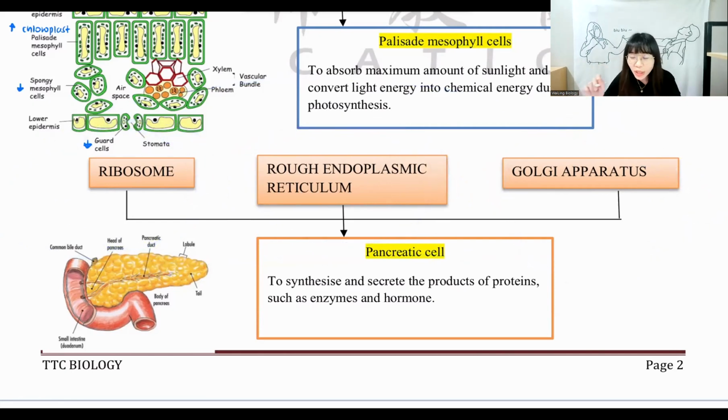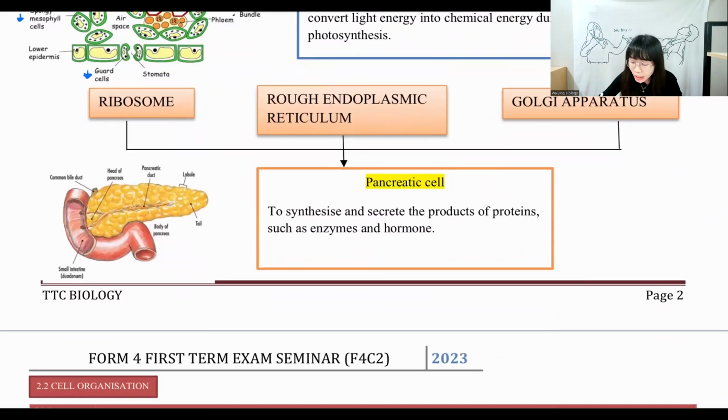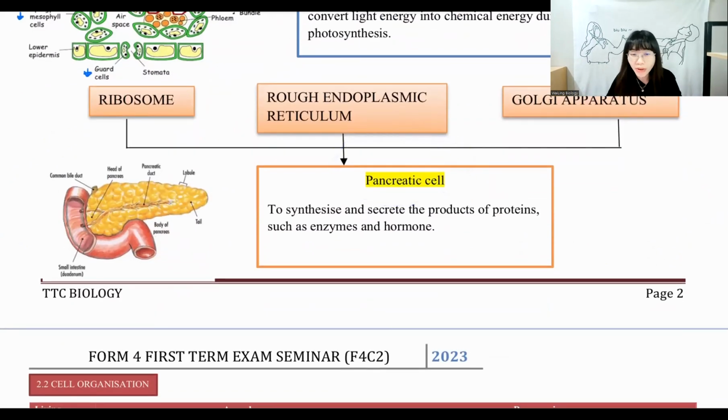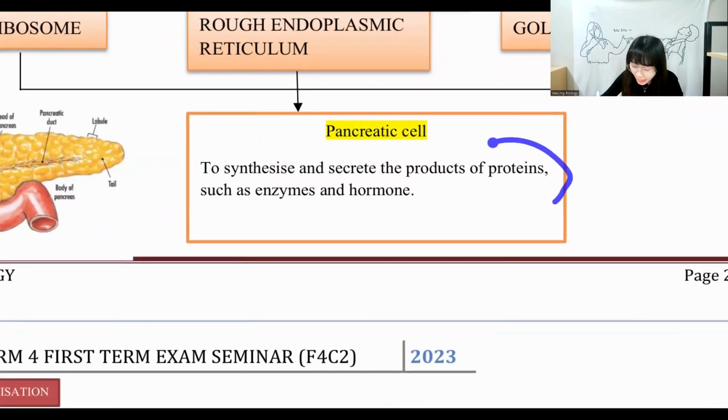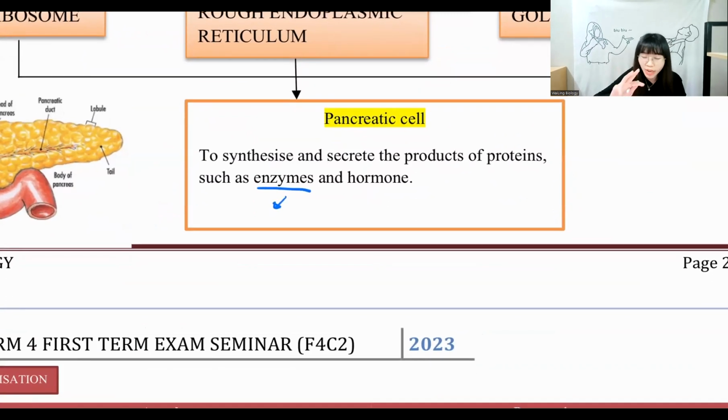If you need to find a cell that has a lot of protein, it has to be the pancreatic cell. Why? Because pancreatic cell refers to the pancreas. The pancreas is able to produce a lot of protein, such as enzymes and hormones. Okay, we have enzymes and we have hormones. Enzymes, we have 3 enzymes.